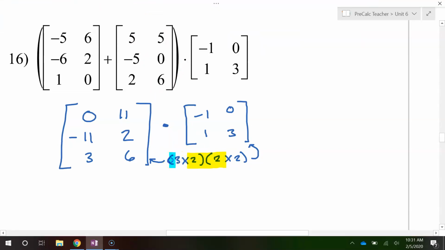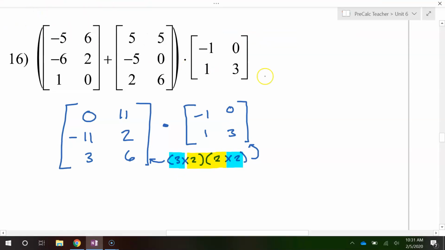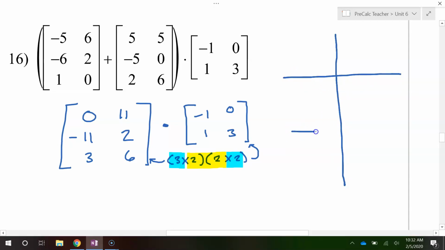The outer dimensions tell you the dimensions of the product, the dimensions of the answer. So, the answer will be a 3 by 2 matrix. So, your next step should be to set up a very large 3 by 2 matrix, like this. Right here is a very large 3 by 2 matrix. It just has to be big enough to do all the work we're going to do, which is fairly substantial.